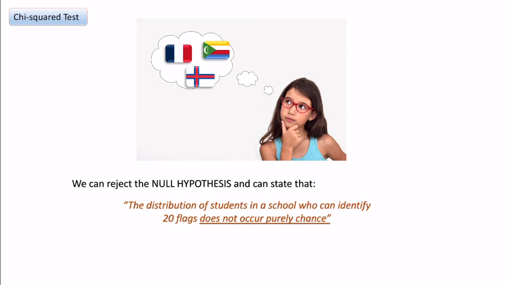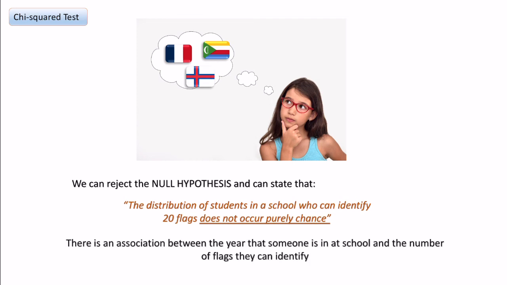In terms of the investigation I did, if we're rejecting the null hypothesis, we can state that the distribution of students in the school who can identify 20 flags does not occur purely by chance. If we were accepting the hypothesis, it would say that it is purely by chance. Therefore, I can make an argument that there's an association between the year that someone is in at school and the number of flags that they identify. I can use that to analyse the data that I've collected, and I can potentially explain why that happens.